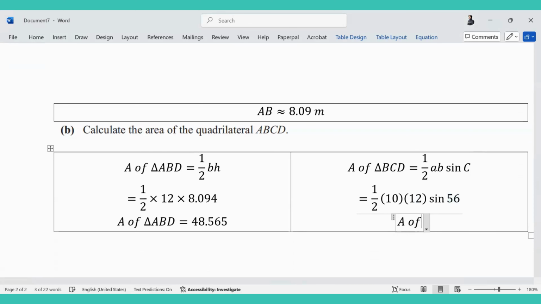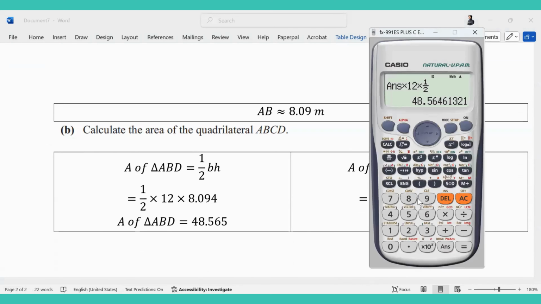So area of triangle BCD is half into 12 into 10 into sine of 56. So we'll end up getting 49.742.